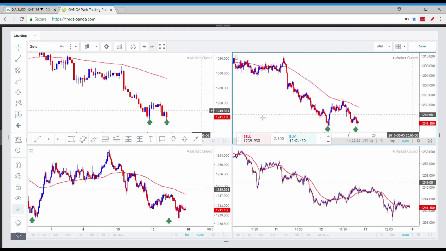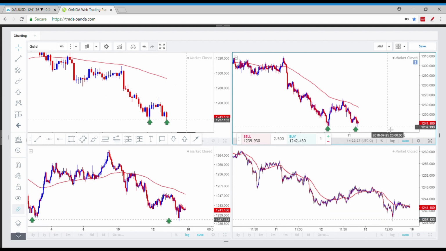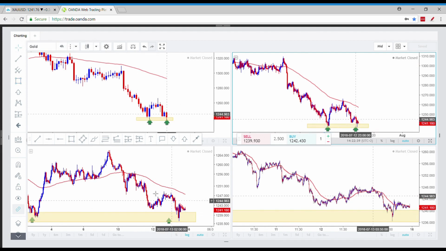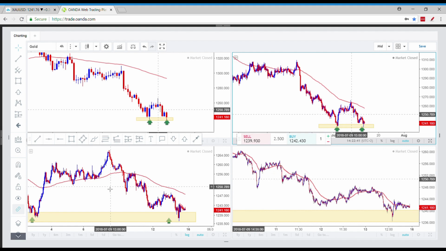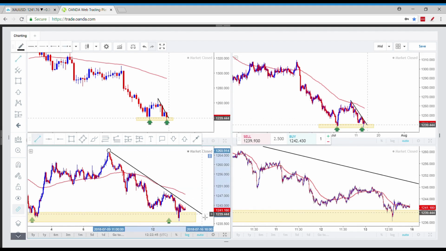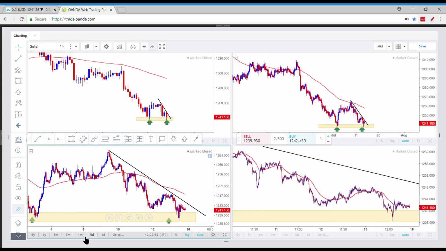So you've got a double bottom here. Same for there with a support. Okay, support here. That's the 4 hour. Now this is the 1 hour. We've got our wedge here, falling wedge.